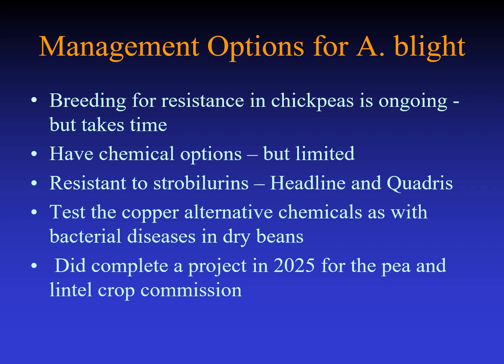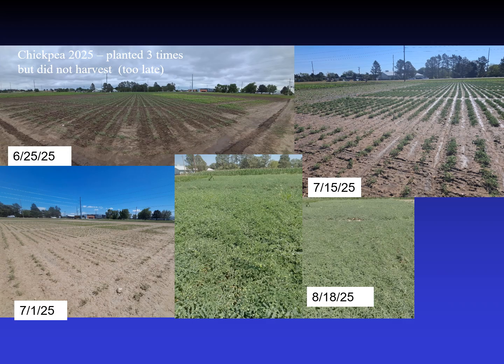And we did have a project in 2025 from the Pea and Lentil Crop Commission, but just like every other study, we had a train wreck. This one was actually planted 3 times, and we still couldn't get a good stand and did not go to harvest. So we tried and tried, but this one was a mess, and we just plowed it under, and not going to worry about it till next year.